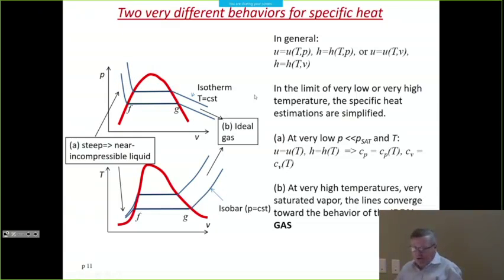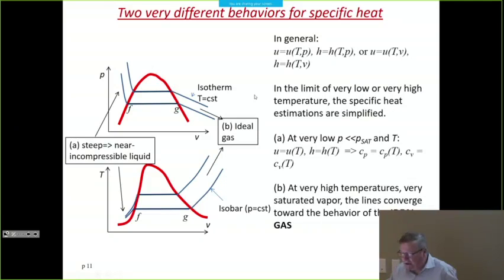So let's now look at the behavior of the specific heat under constant pressure and constant volume at these two limiting states. Well, they are going to be very different. In general, the specific heat or the internal energy or the enthalpy are a function of both temperature and pressure, or temperature and specific volume. But in the limit of very low and very high temperature, we're going to have specific cases.